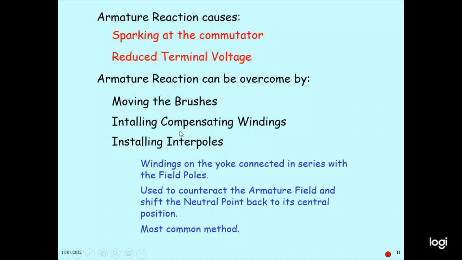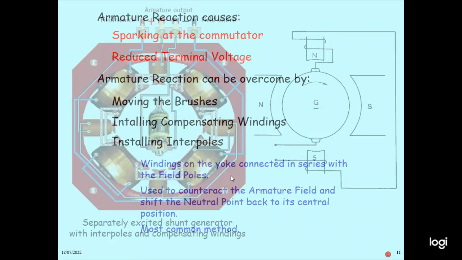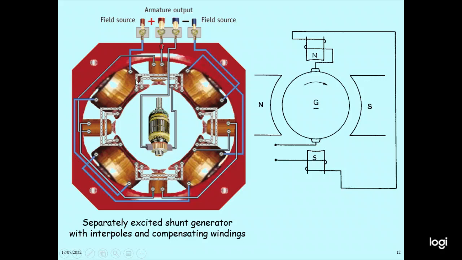So this is the main field pole here. This is a small pole; the small poles are interpoles we connected. Because of this interpole, we can reduce the armature reaction. So this is the connection of the main field pole and interpole like this.